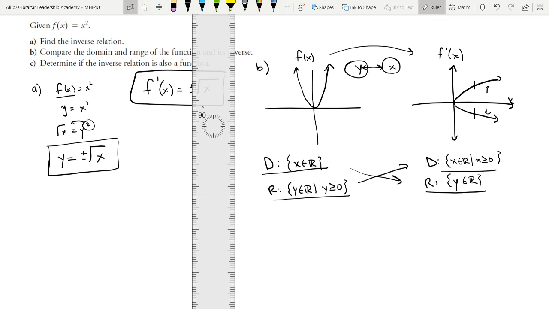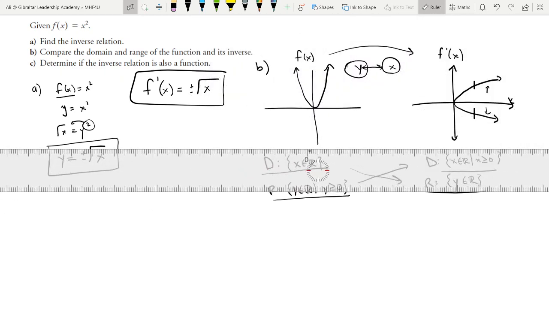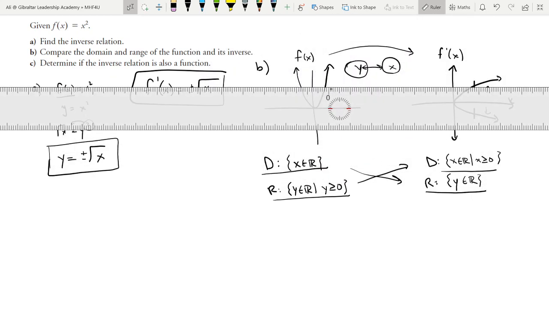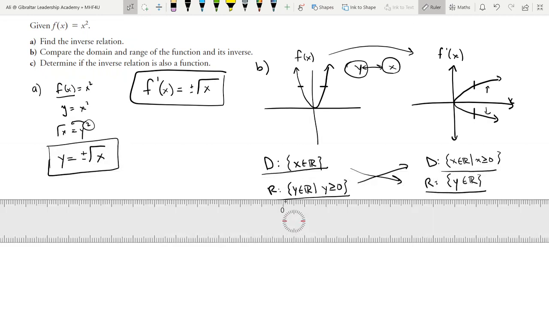To determine if the inverse will be a function or not based on the original, we can use something called the horizontal line test. So if we do the horizontal line test on our original relation, we can see that it does not pass it. It passes through two different points, which means that if we were to now reflect it over y equals x, or in other words, to find the inverse, the inverse would not be a function.